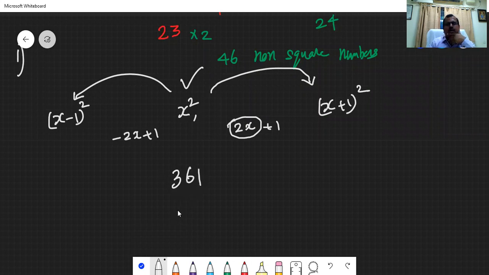361. Is it a square number, ma? I have a doubt. Is it a square number? No, sir. Why are you telling it is not a square number? Sir, it is a square number. How? 19 square, sir. What is 19 square? 361. So somebody said it is not a square number.